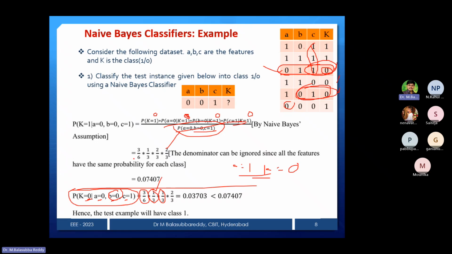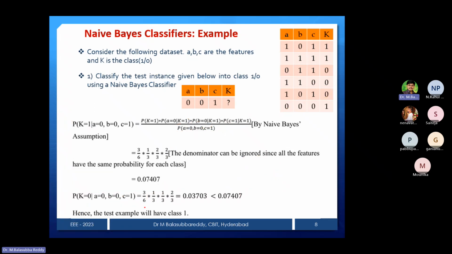So you calculated the probability of getting the classifier K is 1 and of getting K is equal to 0, and you compare these two and you can decide whether this is going for class 1 or class 2. Now this one is 0.07. How much is the other one?